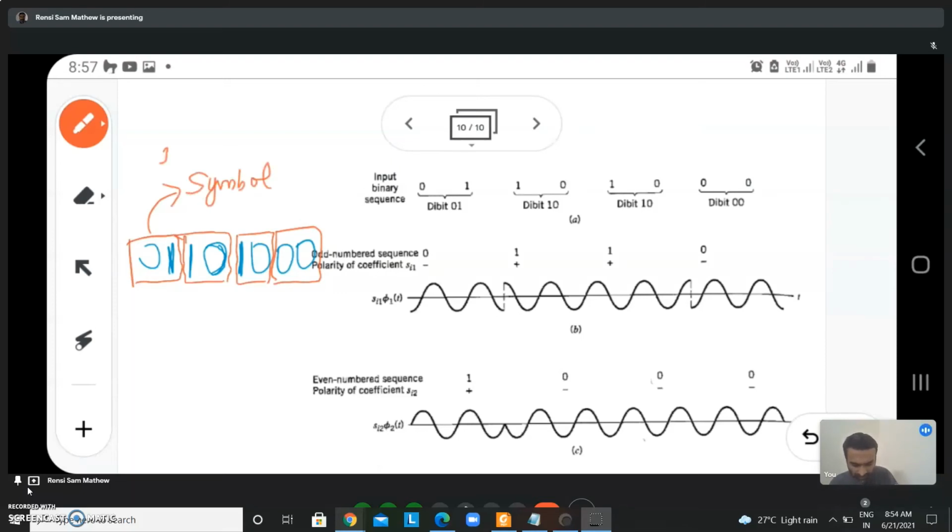This is the first symbol that has to be transmitted. This is the second symbol that has to be transmitted. This is the third. My pen is not clear, sorry for that. And this is the fourth. So you can see it is called a dibit because we are going to group it together as one dibit. So dibit 0 1, dibit 1 0, dibit 1 0, and dibit 0 0.